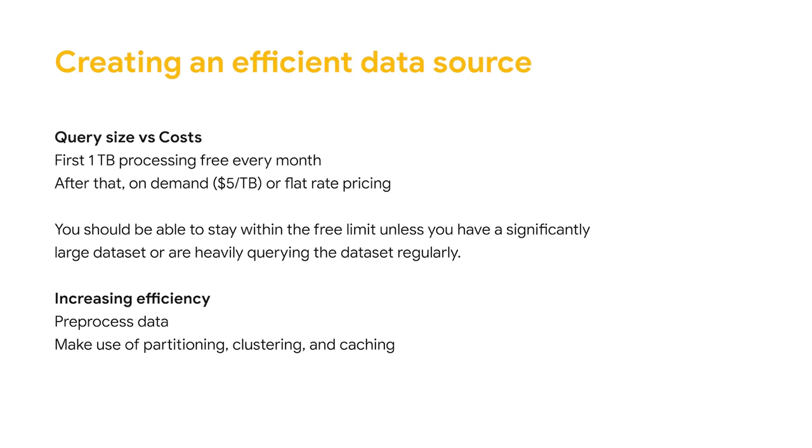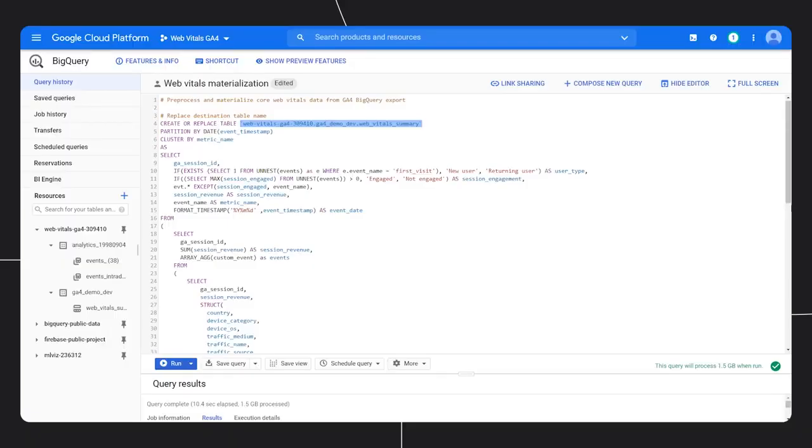But if you have a high-traffic website and want to regularly monitor different metrics using a fast interactive dashboard, we suggest pre-processing and materializing your Web Vitals data while making use of BigQuery's efficiency features like partitioning, clustering, and caching. And here's how you would do that.